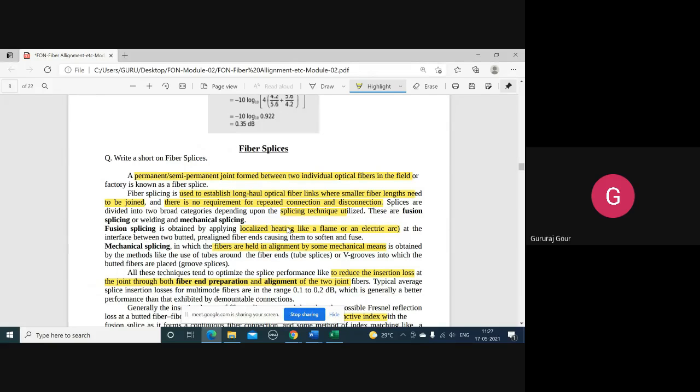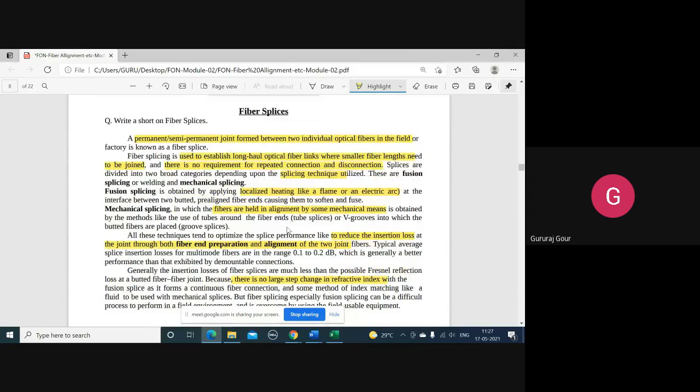So today we are going to focus on the fiber splices, which are permanent connectors. Again, there are two types depending on whether you are using a permanent or semi-permanent joint between the two ends of the optical fibers. The advantage of using fiber splices is in long haul networks where small fiber lengths are required to be joined.